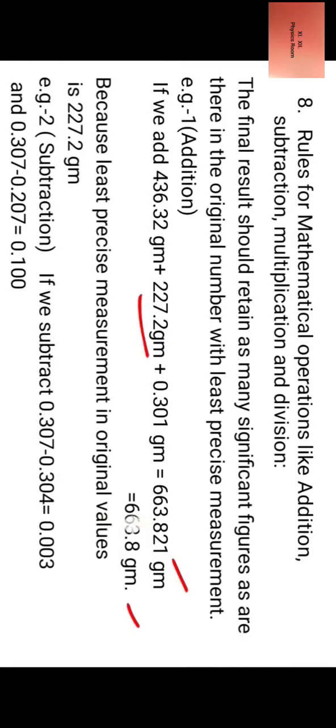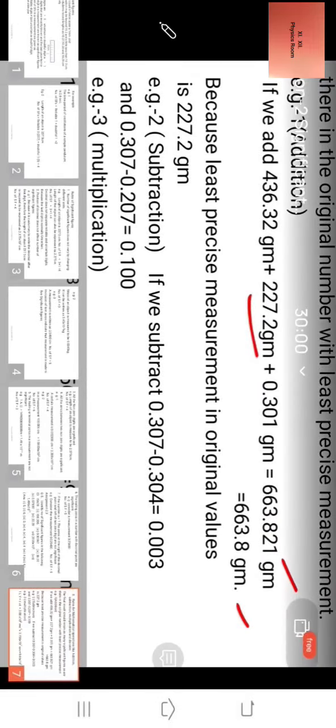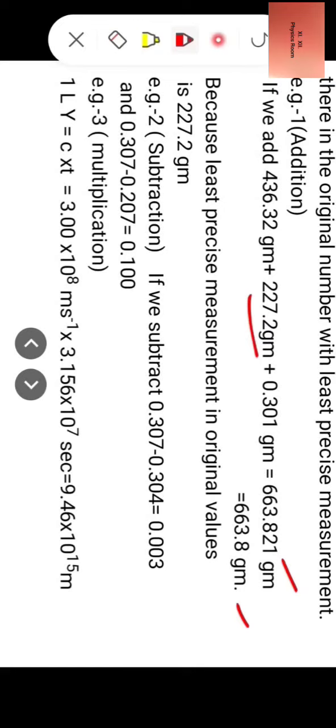Now example 2, case of subtraction. If we subtract 0.307 minus 0.304, which is equal to 0.003, and 0.307 minus 0.207, which is equal to 0.100. So we write the final result up to 3 significant figures, because the original numbers have least precise measurement up to 3 significant figures.